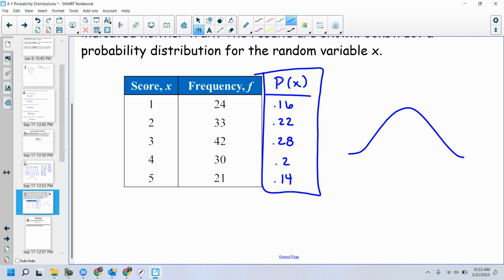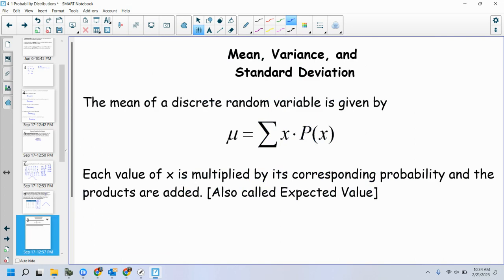Okay, if these things are bell-shaped, what can we say about them? And then what can we predict about them? If we chose a person at random, what could we expect to see out of a population? How many would we expect to see? And that kind of leads me right into here. Mean of a discrete random variable.